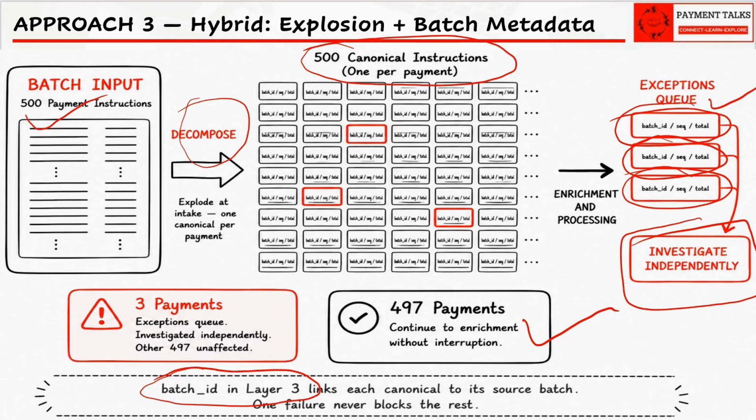They do not wait. They do not know about the exceptions. Each has its own canonical, its own life cycle, and its own processing path. The batch ID tag in layer 3 means every canonical can be traced back to the original payroll batch for reporting and reconciliation. 3 exceptions investigated independently. 497 payments processed without interruption.